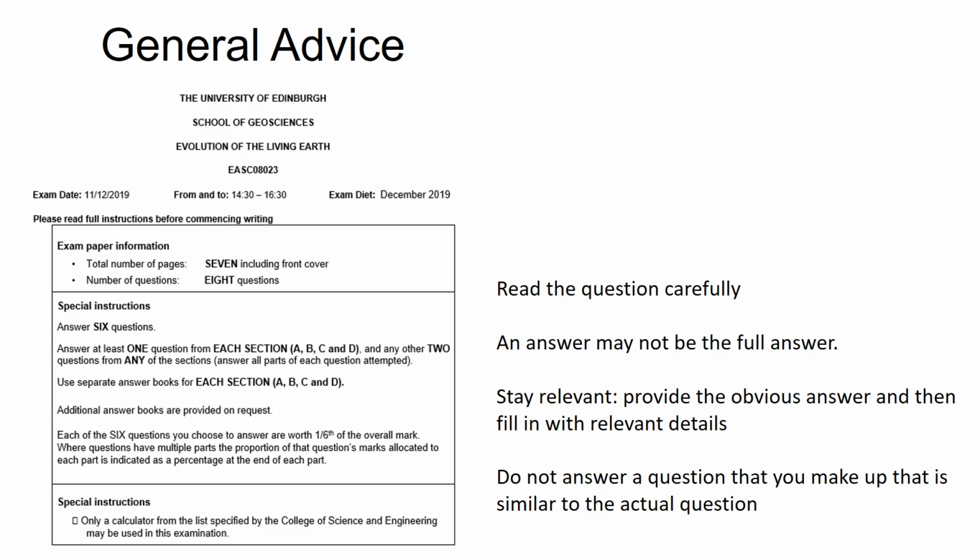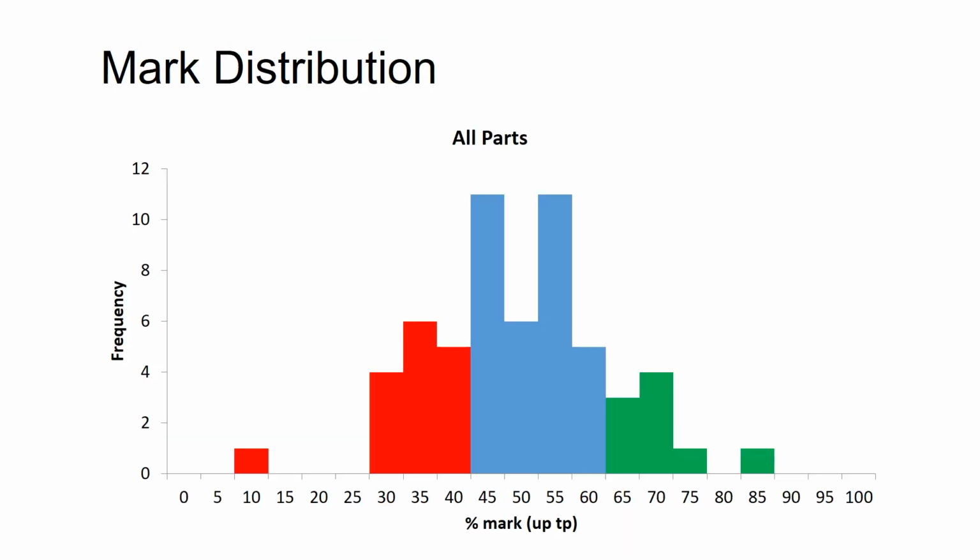Okay, so let's just have a look at the mark distribution for the exam. This is the overall mark for all 4 sections of the exam. Some people did very well, which was great. Some people not so well. Most people did okay. So we'll have a look at each question in turn now, and have a look at where people lost most of the marks.